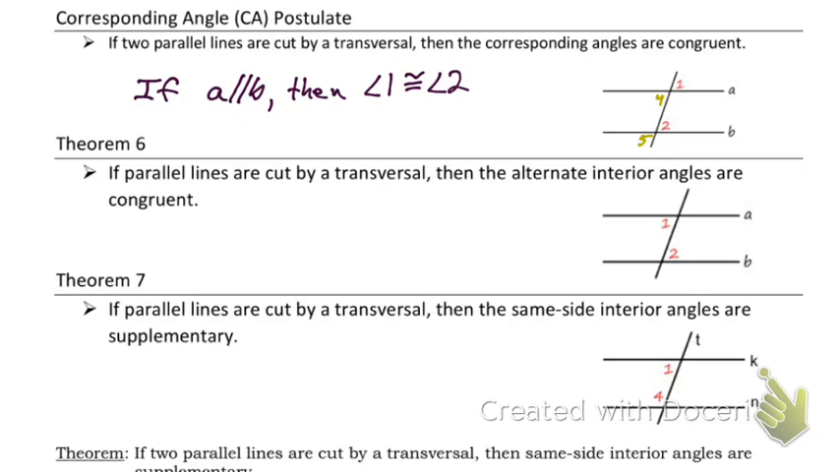All right, our next one is if parallel lines are cut by a transversal, then alternate interior angles are congruent. Once again, we have a giant if here. So if A is parallel to B, then angle 1 is congruent to angle 2. Or we could be on the flip side. This could be 3 and 4 would be congruent if we had 3 and 4 out there.